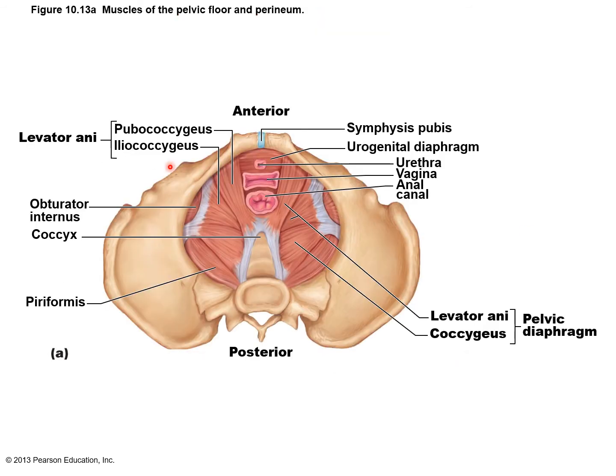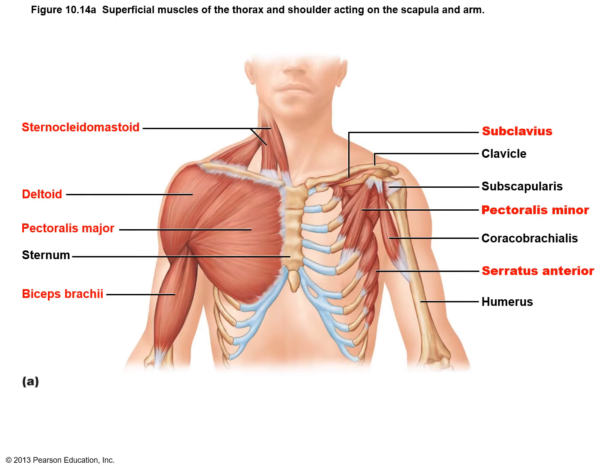So here's a look at the pelvic girdle. There's that diaphragm, and you can see the coccygeus here, and the levator ani makes up just about all of that floor. Okay, back to more muscles that are on our list.